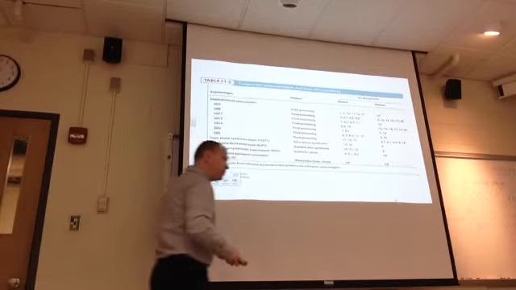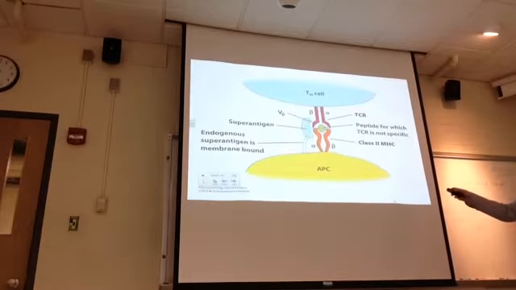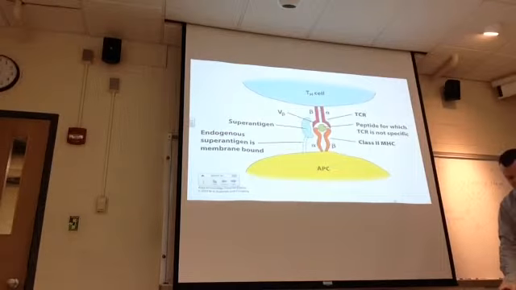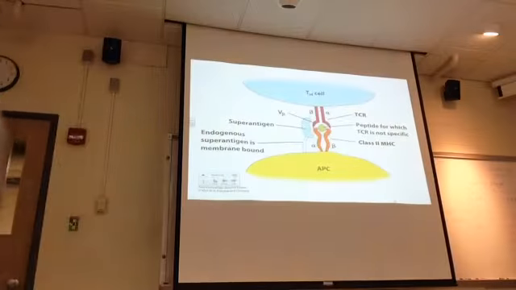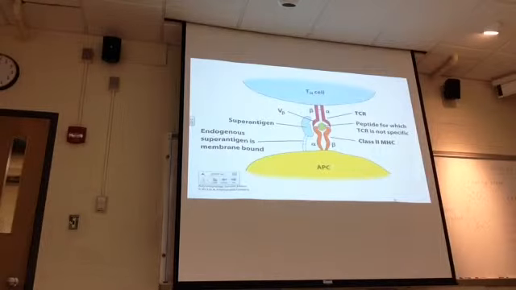So the book does make one little distinction, and it's a minor one, but since it's in the figure here, I'll point it out. There are exogenous and endogenous superantigens, and the only difference is: is it completely soluble, or is it attached to the cell? That's really the only difference. So an exogenous superantigen is one that's completely secreted and soluble.